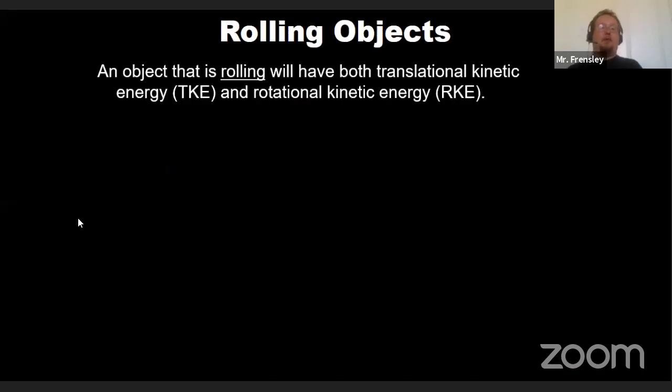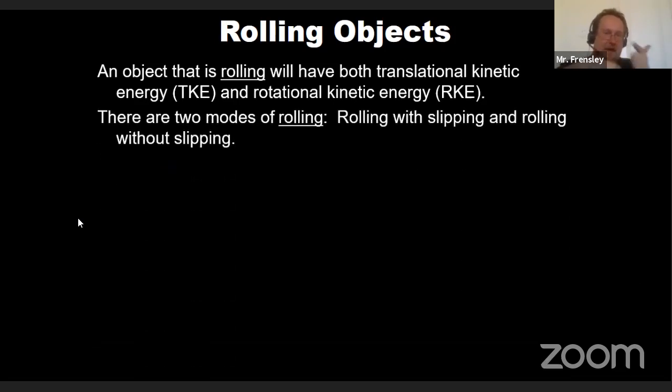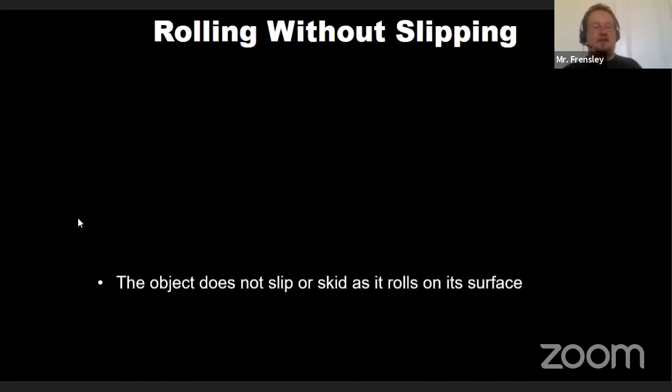Okay, let's talk about rolling objects. If an object is rolling, it has both translational kinetic energy because its center of mass is going down the incline or up the incline. And then it also has rotational kinetic energy because the atoms are making circles around the center. So there's two kinds of ways you can roll. You can roll with slipping and you can roll without slipping. And you're going to find out that rolling without slipping is easier than rolling with slipping. I'm just going to tell you that right now, okay?